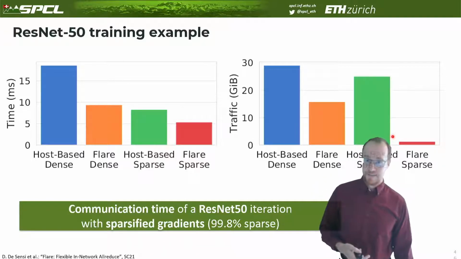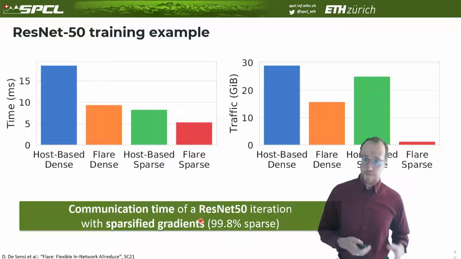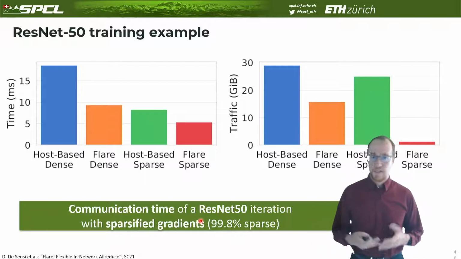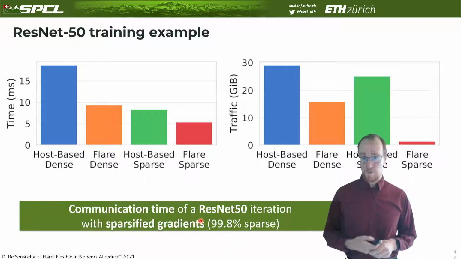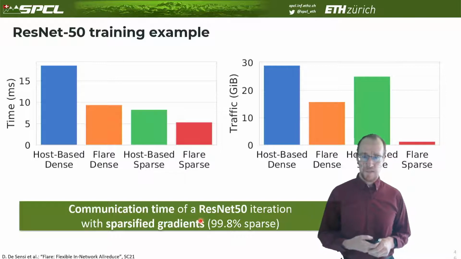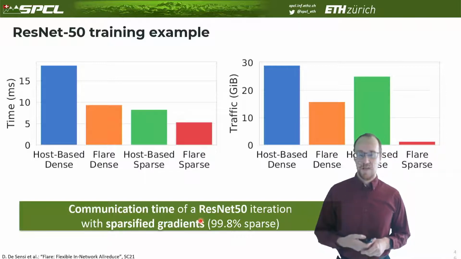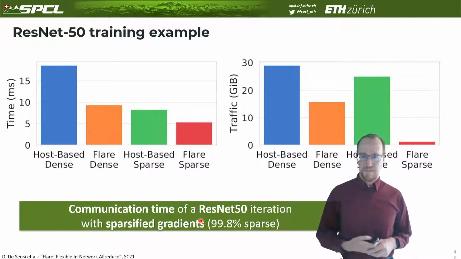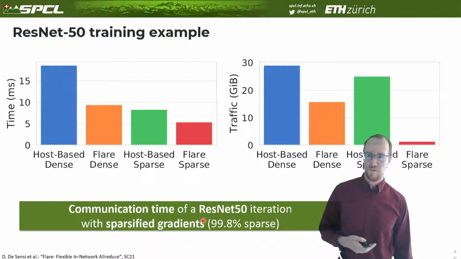In this case, we are actually comparing two implementations. One is an implementation that is taking advantage of a very high level of sparsity, 99.8% sparsity. It has been shown that you can actually train with 99.8% sparsity in the gradients. And the second one is just applying the dense rules or the dense reduction.